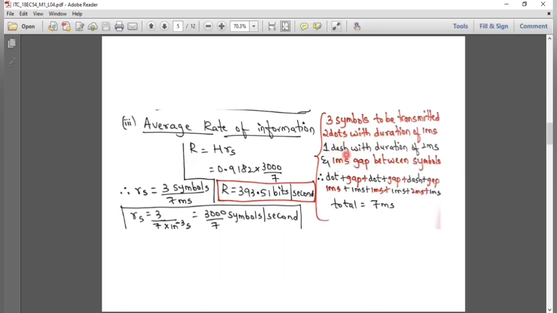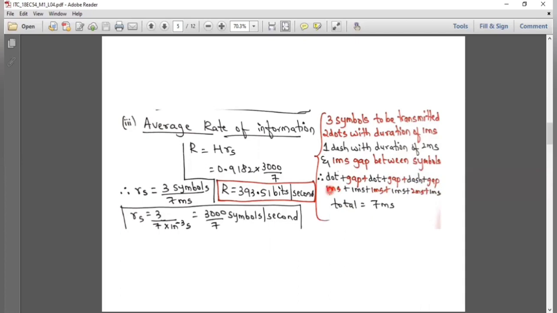One dash is transmitted with a duration of 2 milliseconds and 1 dot is transmitted with a duration of 1 millisecond, and we have a 1 millisecond gap between these symbols being transmitted. So totally we are transmitting 3 symbols. Among 3, 2 dots and 1 dash. Therefore we can write it as 1 dot transmitted plus a gap, and then one more dot is being transmitted with a gap plus 1 dash transmitted with a gap.